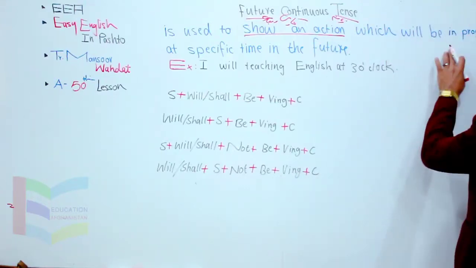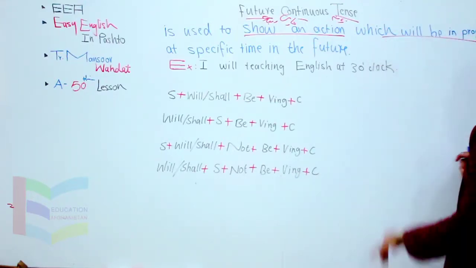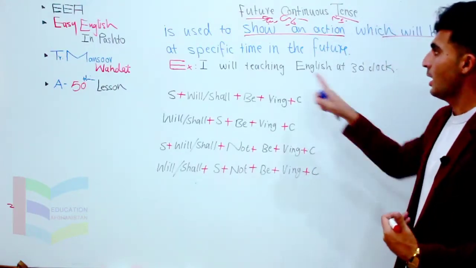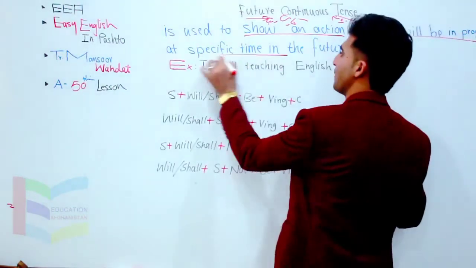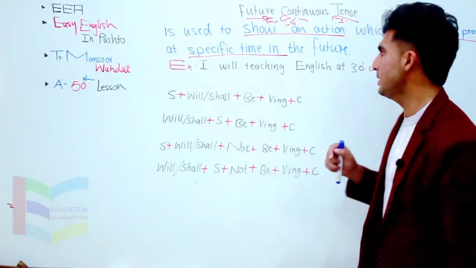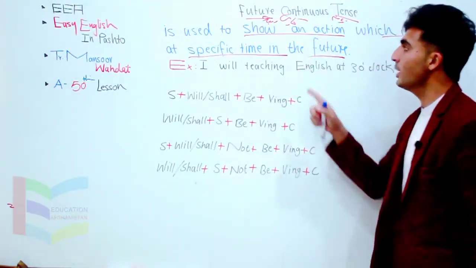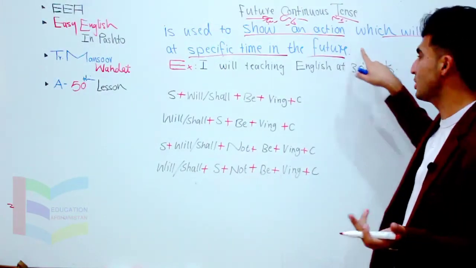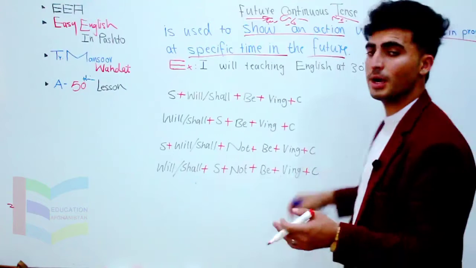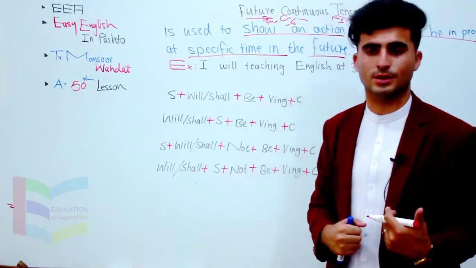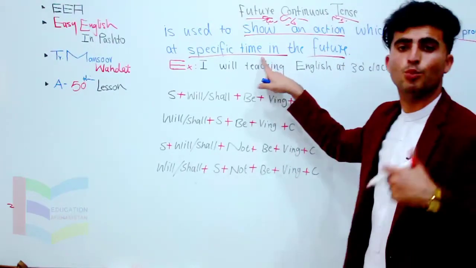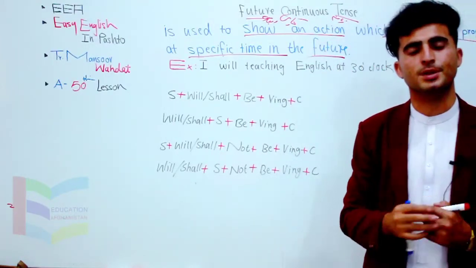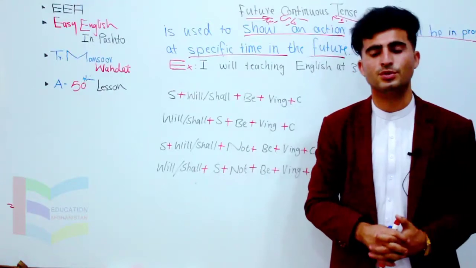Second, which will be in progress. The progress of the action, that is the second point in the future continuous tense. And specific time is another important point, and the last is future. The future continuous tense shows an action which will be in progress. The action will be in progress in the future, and the time will be specific, and the time will be in the future. These are the conditions mentioned in the definition of future continuous tense.